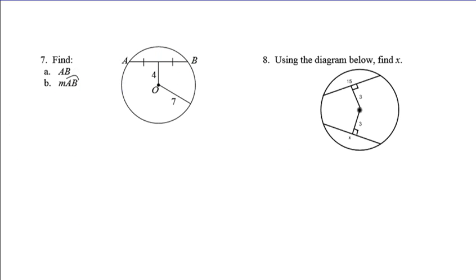This problem is super duper simple. If the chords are the same distance away from the center, and by distance we mean perpendicular to, then the chords themselves are congruent. So if this chord is 15, this chord is also 15.